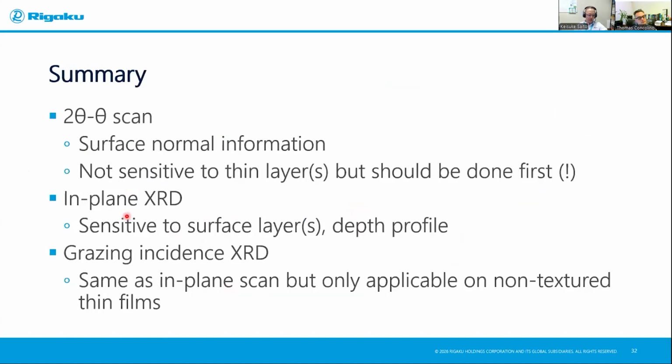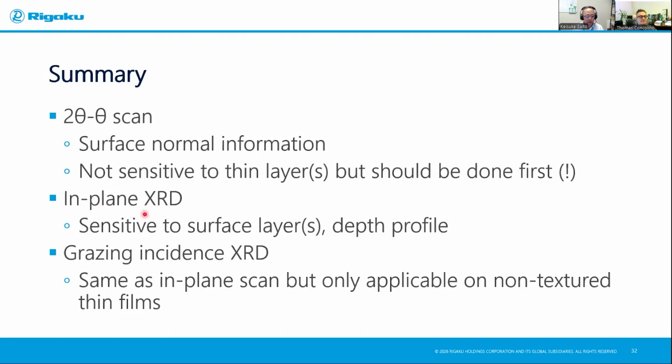So let me summarize my talk. The 2theta-theta scan, like a powder scan, is the out-of-plane scan. You get surface normal, perpendicular information only, which is not sensitive to the thin layers, but should be done first. Sometimes we try to start from the in-plane scan. I do not recommend doing that. Let's start from the theta-2theta scan.